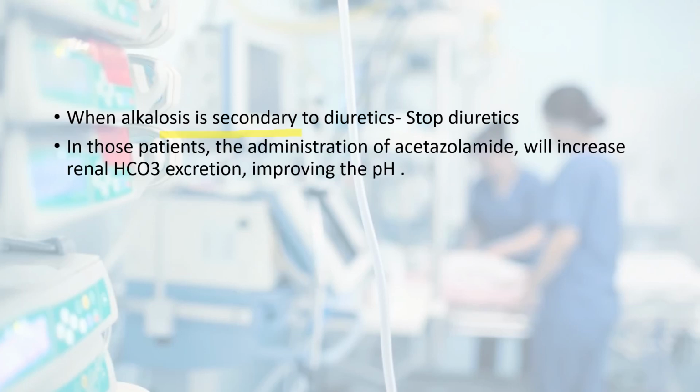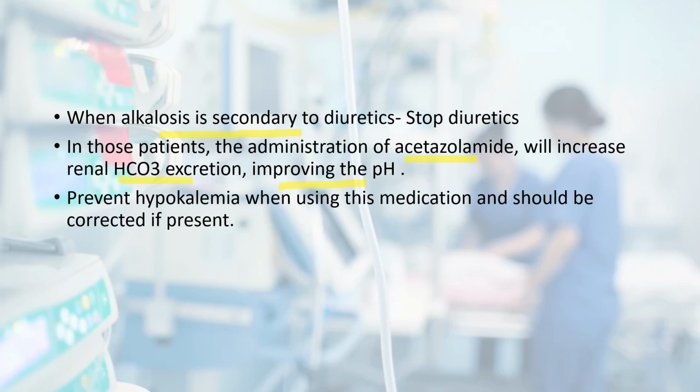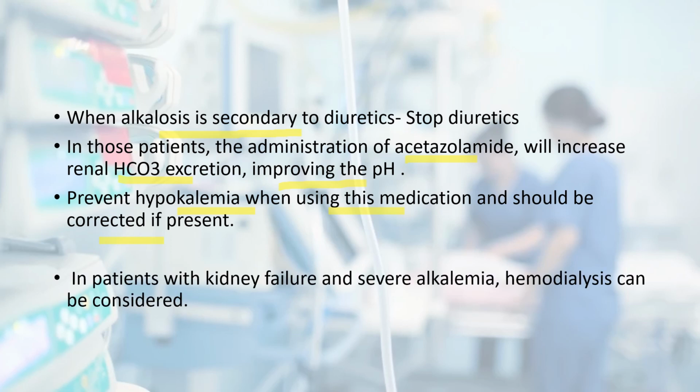In these patients, administration of acetazolamide will increase bicarbonate excretion, improving the pH. Use of this drug should be cautious to prevent hypokalemia, and if hypokalemia is present, it should be corrected. And finally, in patients with kidney failure and severe alkalemia, hemodialysis can also be considered.